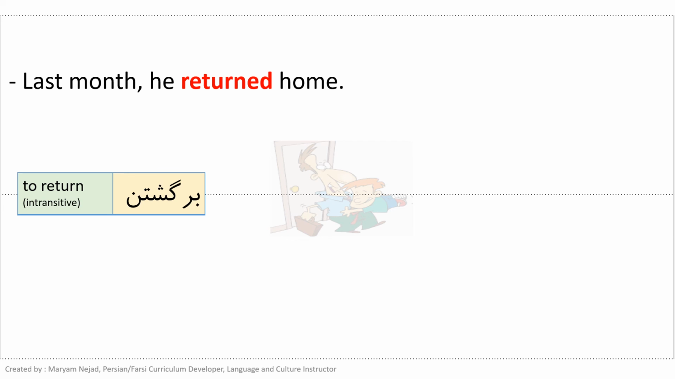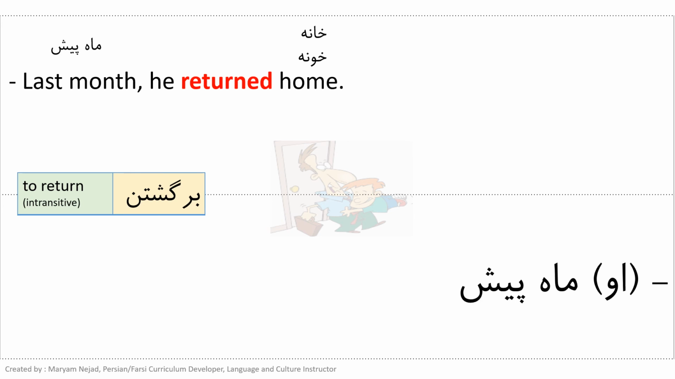All right, now the rest of the vocab. So last month is ماه پیش, and then home is خانه, informal خونه. او ماه پیش خانه برگشت. So pretty easy. And then the informal of خانه is خونه. So ماه پیش خونه برگشت.